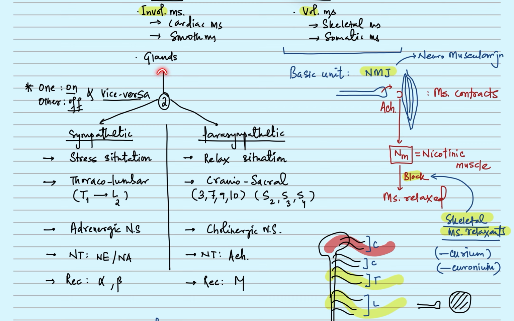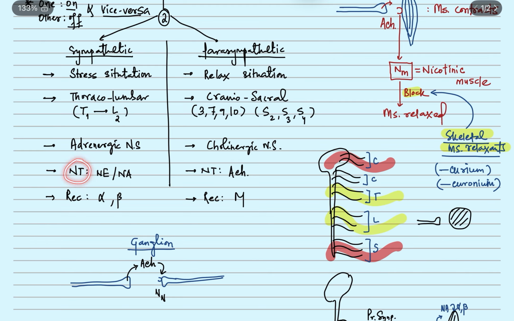Now come to the autonomic nervous system. The autonomic nervous system is of two types. One is the sympathetic nervous system, one is the parasympathetic nervous system. The sympathetic nervous system and parasympathetic nervous system are paradoxical to each other. The sympathetic nervous system is activated in stressful situations. The parasympathetic nervous system is activated in relaxed situations. When one system is on, the other is off. Then I told you about the outflow of the sympathetic nervous system. It originates from the thoracolumbar segment. The parasympathetic nervous system is craniosacral outflow.